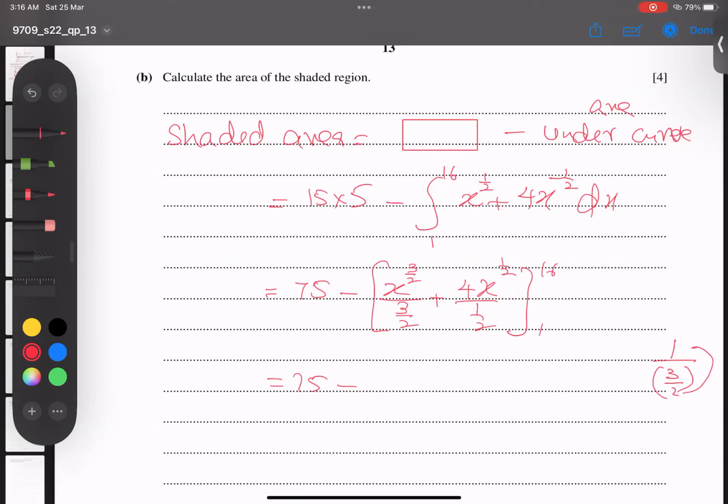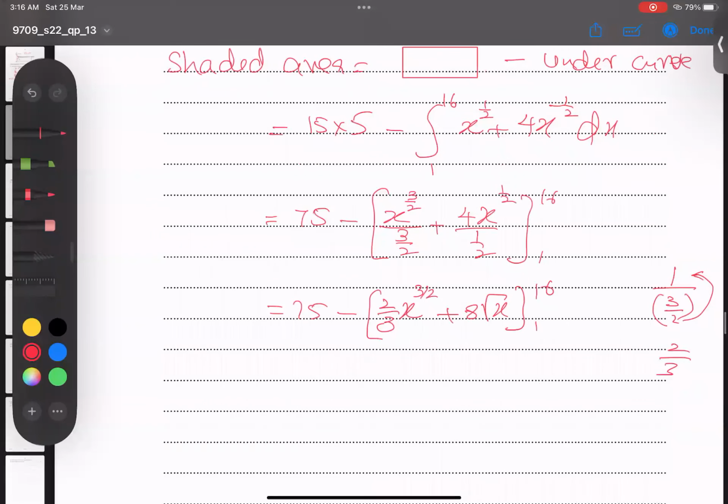It will always flip, so 2 by 3. So this is 2 by 3, x to the power 3 by 2, and this is 8 and root of x. So I'm going to finalize it. When I replace every x by 16, so 2 divided by 3 times 2, 16 to the power 3 by 2. And what answer do I get? 128 by 3. And even 16 here, 16 roots 4, 32.